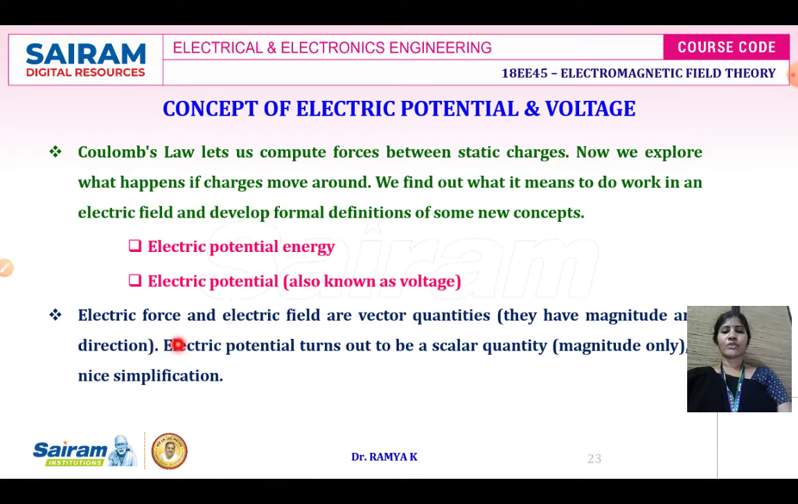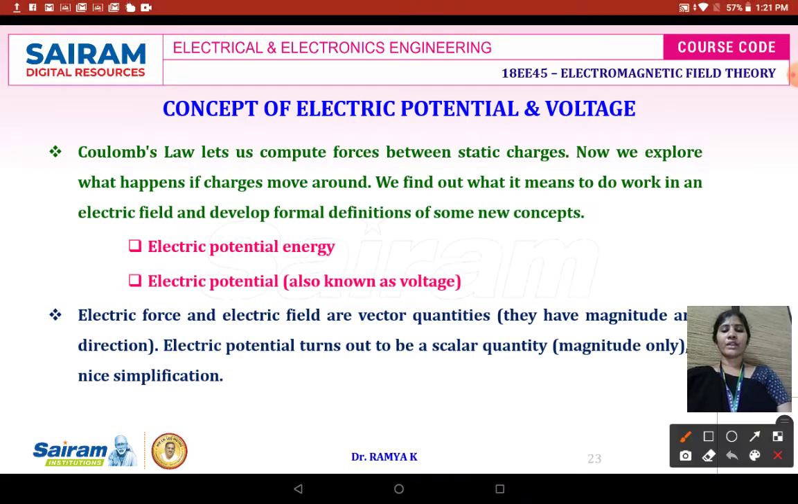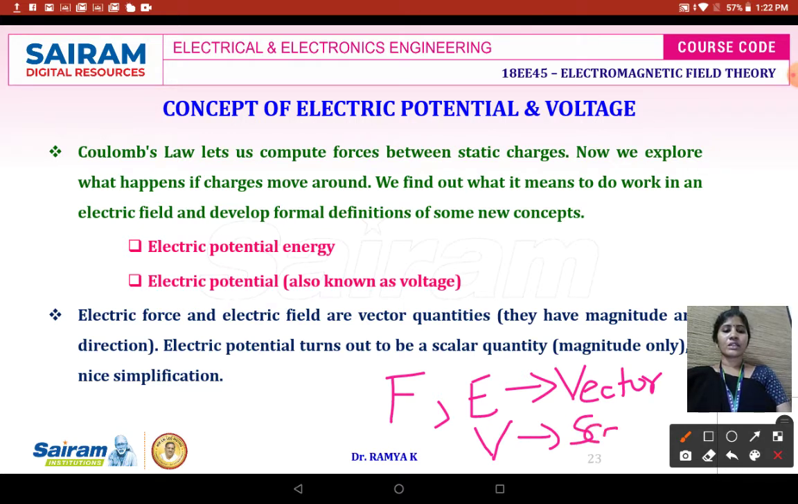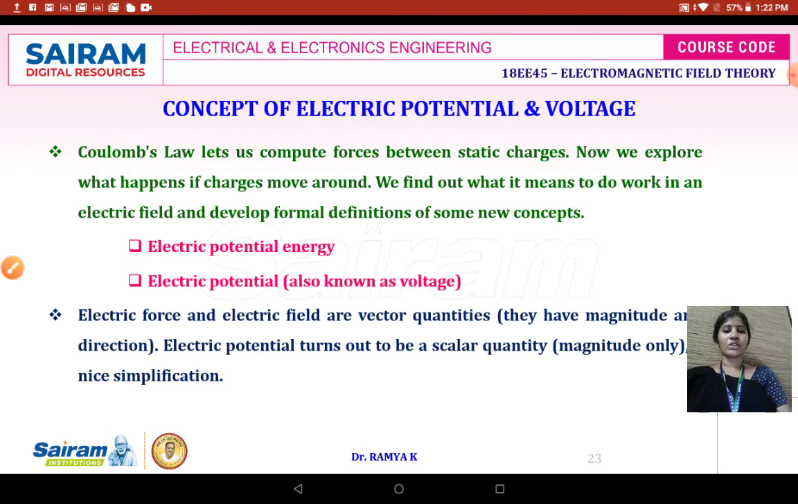Then electric force. We have identified electric force or electric field intensity. This electric force or electric field intensity is going to be a vector quantity, because it has both direction as well as magnitude. Whereas potential, whatever we are going to obtain, is going to be a scalar quantity. Why? Because it will have only the magnitude.